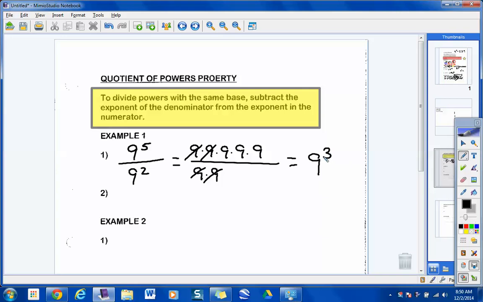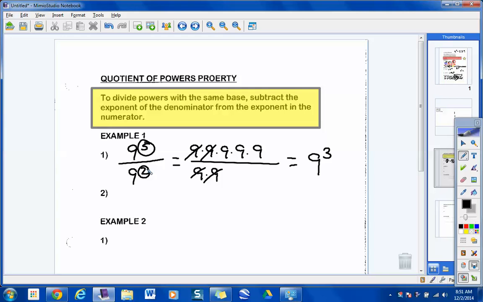Up top we had how many 9s? 5. And on the bottom we had 2. The bases were like bases, 9, so what did we do with the 5 and 2 to form a final answer of 9 to the third? We subtract. So maybe a little rule we can come up with: multiplying is to addition of exponents as division is to subtracting exponents.